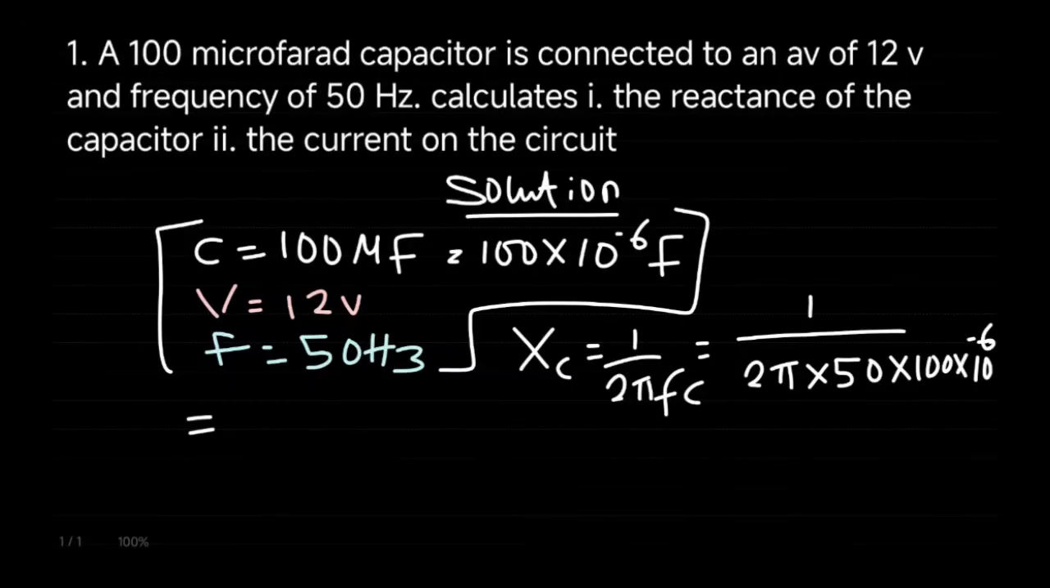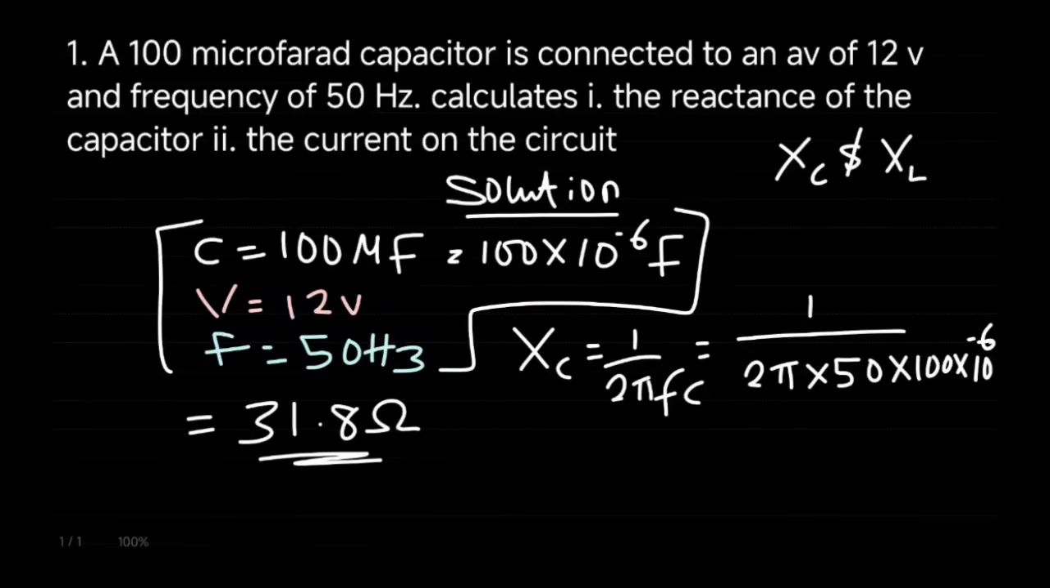If I divide everything in the denominator by 1, I'll be having 31.8 ohms. Recall that capacitive reactance and inductive reactance are measured in ohms. Please take note. So therefore our answer is 31.8 ohms.